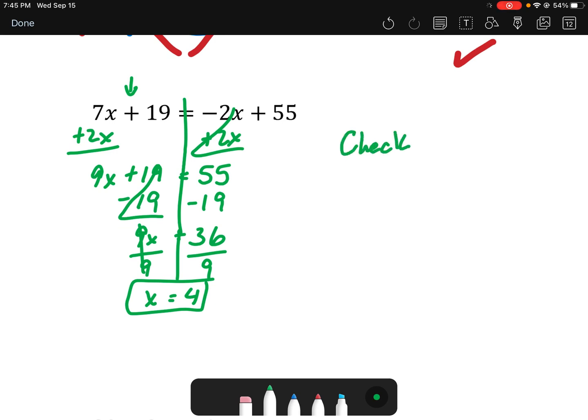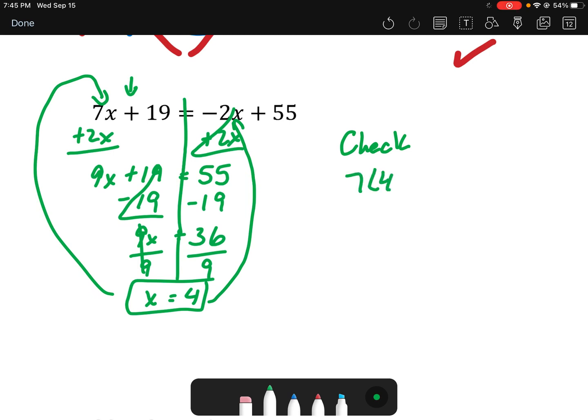I can do that over here. My check. Taking this 4 and substituting it in for x on both sides. So instead of 7x, I'll have 7 times 4 plus 19. And instead of negative 2x, I'll have negative 2 times 4 plus 55.